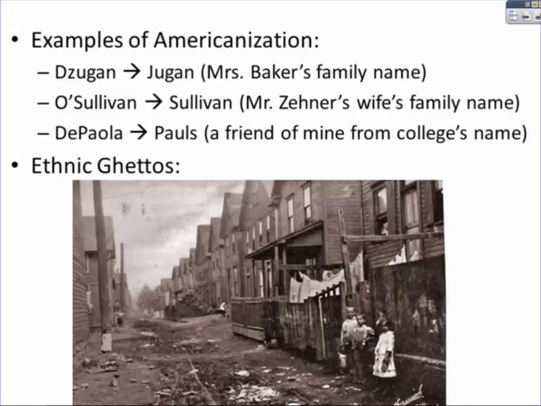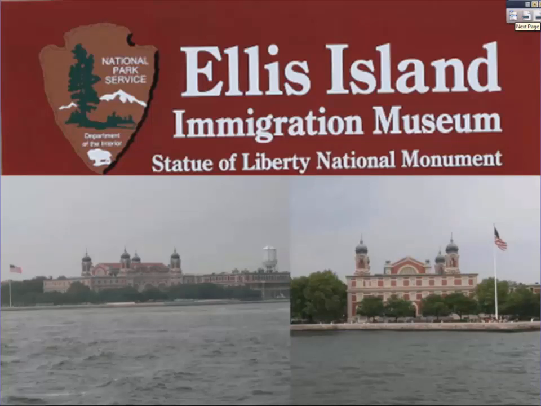You can see in this photograph a back alley of an ethnic ghetto and how the conditions of many immigrant groups were really horrendous. Here are some photographs I took on a trip to New York City with Mrs. Baker many years ago before we were even married.